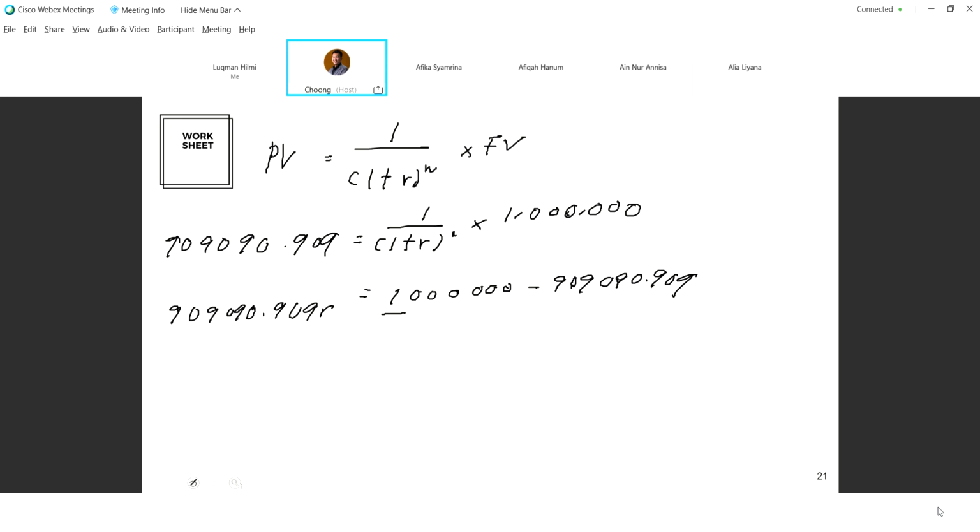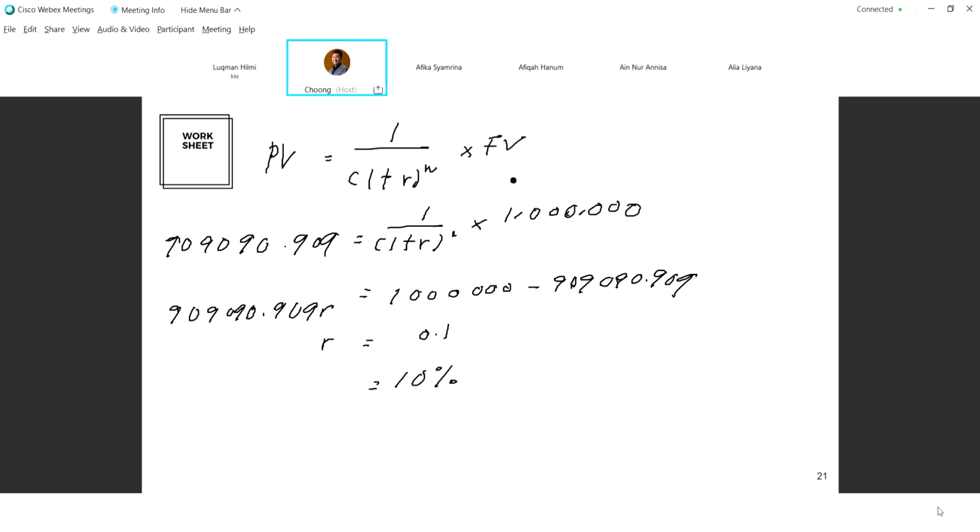That's correct. And then after you divide it, your R will be equivalent to 0.1. Minus this one, and then this one you divide here. Just put it in. You get more or less your R is about like 10%.